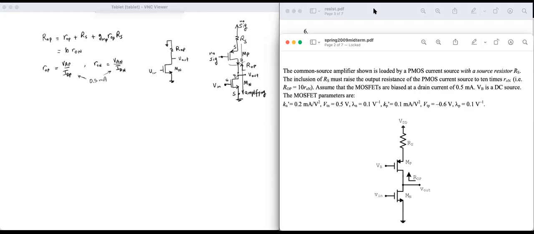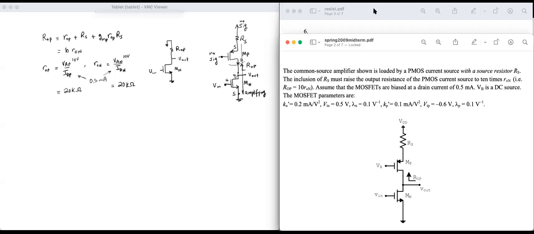VAN and VAP are not given, but I have lambda N and lambda P. Lambda N is 0.1 per volt and lambda P is 0.1. So VAP must be 10 and VAN must be 10. And therefore ROP is equal to RON, and that's 20 kilo ohms. Okay, this means that big ROP should be 200 kilo ohms, 10 times RON. Okay, we're well on our way.